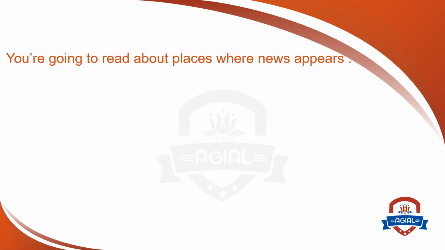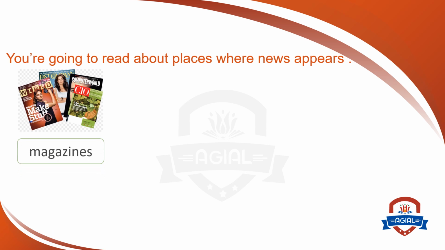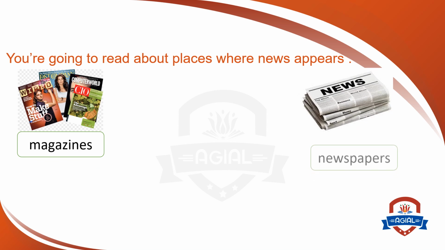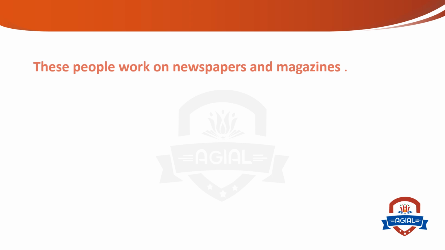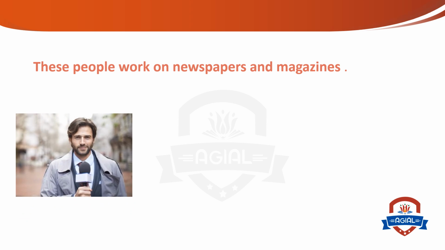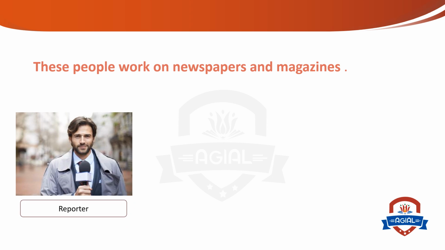So, you're going to read about places where news appears, for example, magazines and newspapers, as you see. These are the people who work on magazines and newspapers. For example, a reporter. A reporter is the person who finds out what happened in the scene and writes about it.